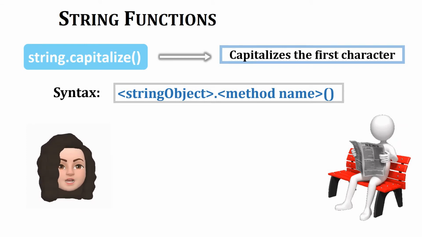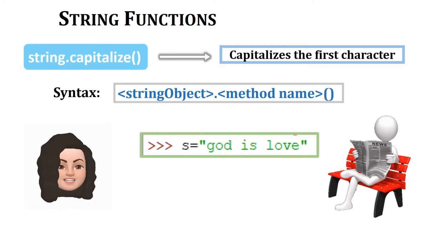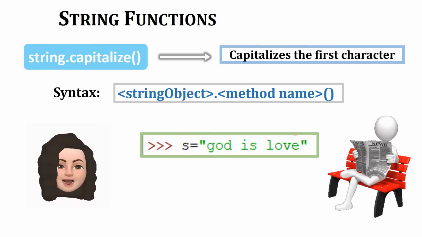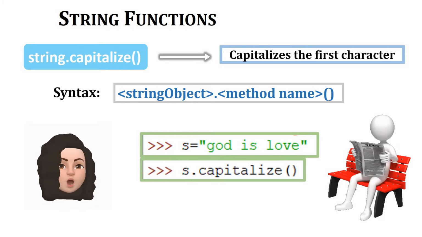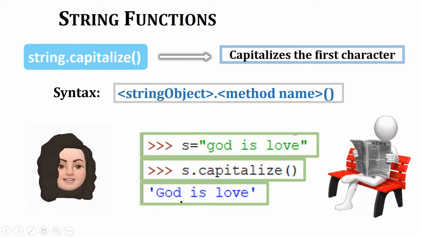Now let's declare a string variable s is equal to "God is love". Okay, obviously God is love. Now let's use the capitalize function with the string s. So s.capitalize() will give you the output. You can see the first character of the string is capitalized. The first character of the string will be in uppercase. So the capitalize method or function is used to capitalize the first character of a string.